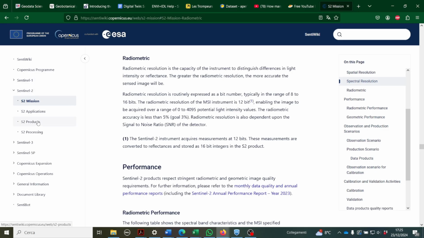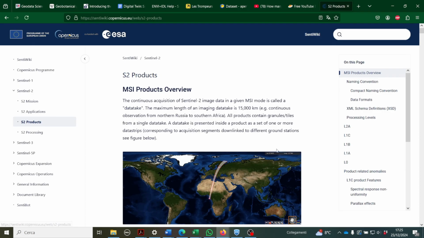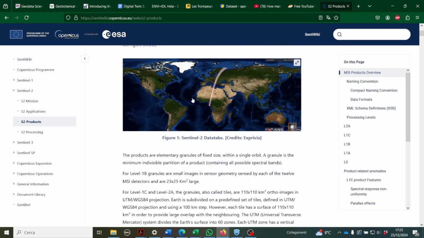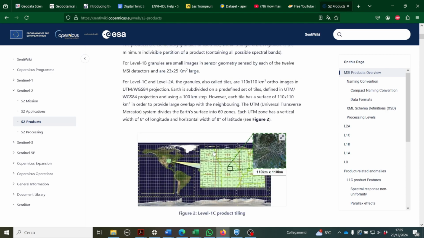If we go to the different products, and this is quite interesting concerning the products overview, this is the representation. You can have a look at that.